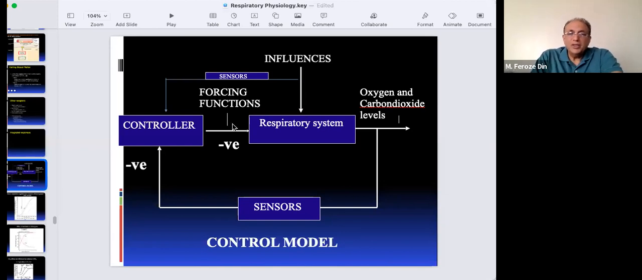And then in addition to that, we have the feed forward, where the controller may detect other influences, such as thought of exercise, temperature, pain, and proprioception, which then, for example, predict that there is exercise going to happen, and compensate for that even before the demand rises.